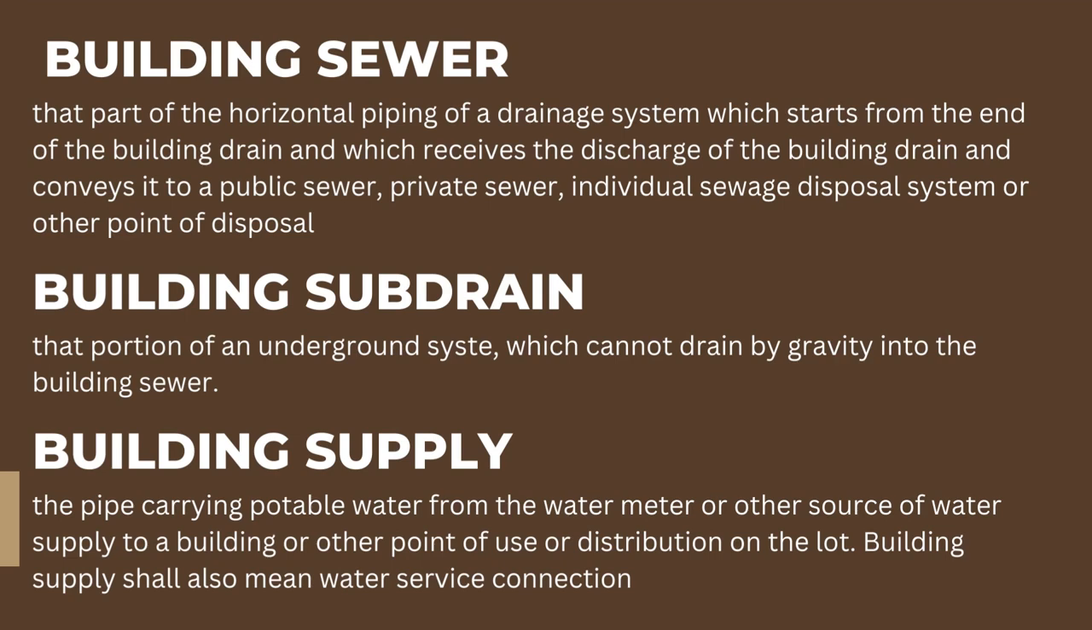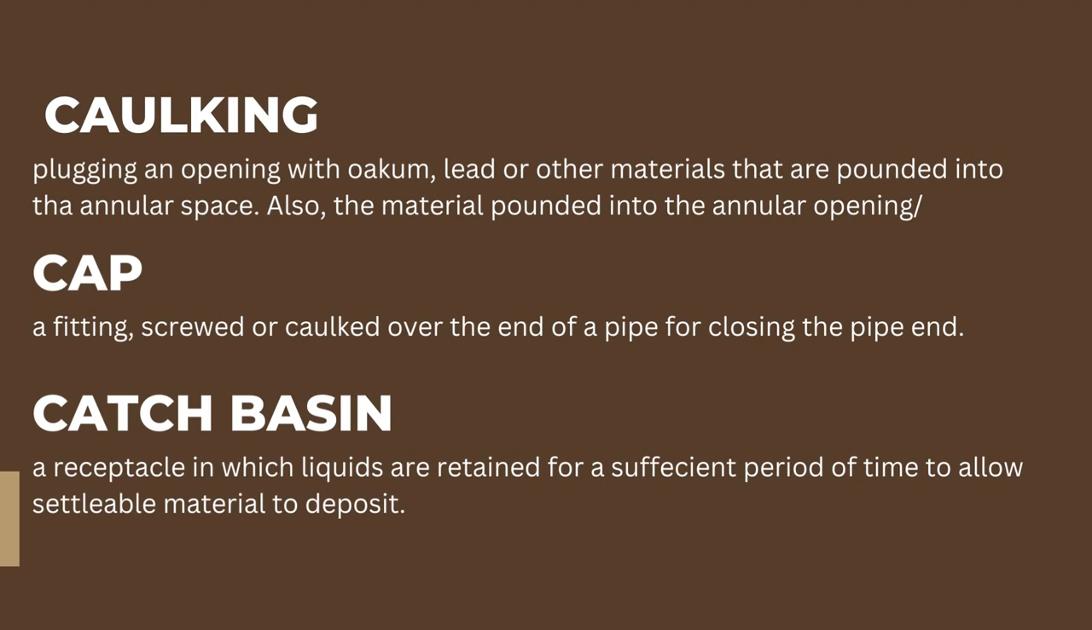Caulking: plugging an opening with oakum, lead or other materials that are pounded into the annular space. Also, the material pounded into the annular opening. Cap: a fitting, screwed or caulked over the end of a pipe for closing the pipe end. Catch basin: a receptacle in which liquids are retained for a sufficient period of time to allow settleable material to deposit.